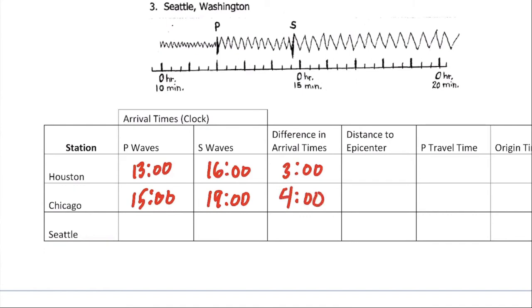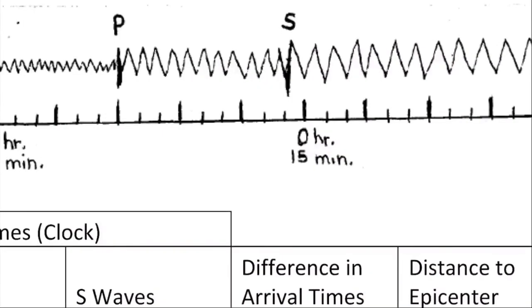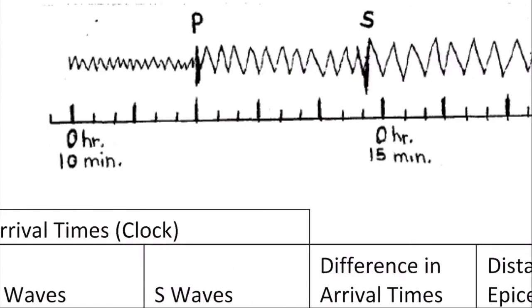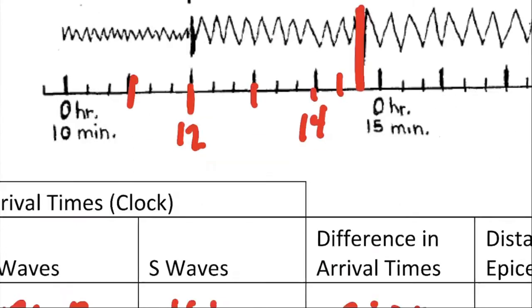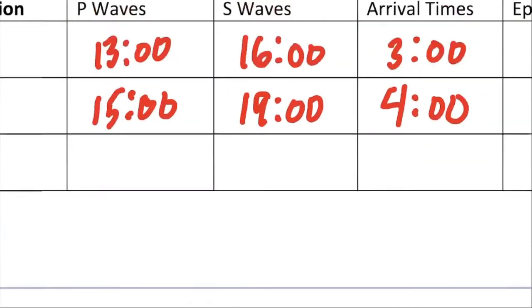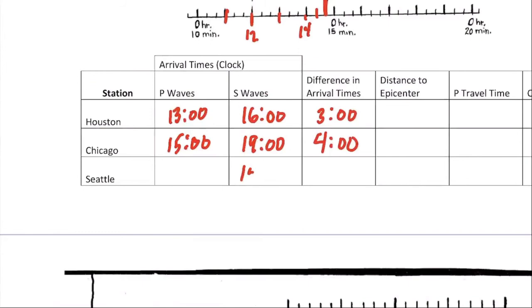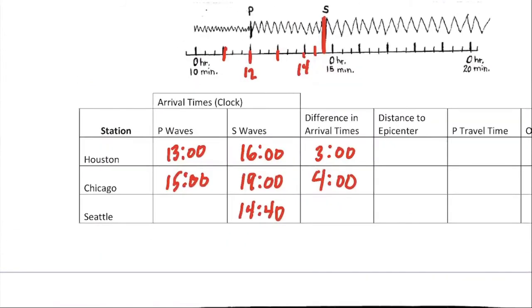Then the last one here is Seattle, and so let's look at that. This is 10, 11, 12 minutes right on the nose. And now this one, this is 14. It looks like 14:20 and 14:40. So 14 minutes, 40 seconds, 14:40. So I'm going to write that before I forget it. And then we said the P wave was 12 minutes.